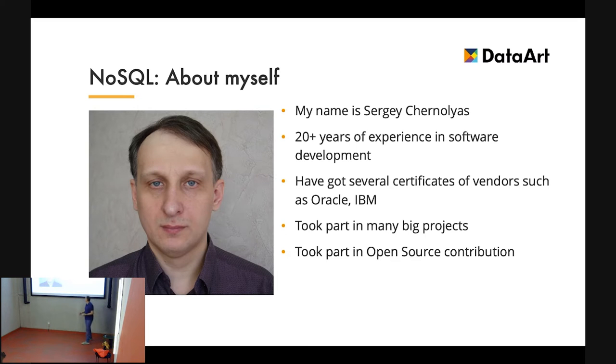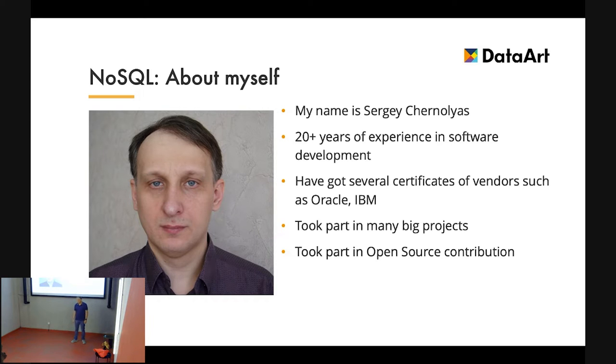Briefly about me, my name is Sergey Chernolyas. I am from Moscow, from Russia. I have about 20 years of experience in many sectors and many technology stacks, and always the technologies were in the Java world. I started from JDK 1, and during this time I have got several certificates from worldwide companies such as IBM, Oracle, and so on. Also I took part in many big projects for Russian and international companies. It was mostly banks and telecom companies.